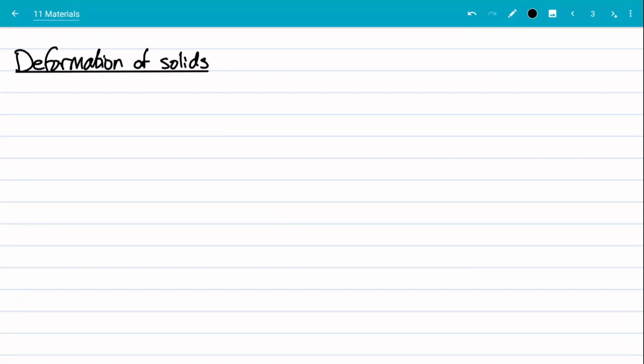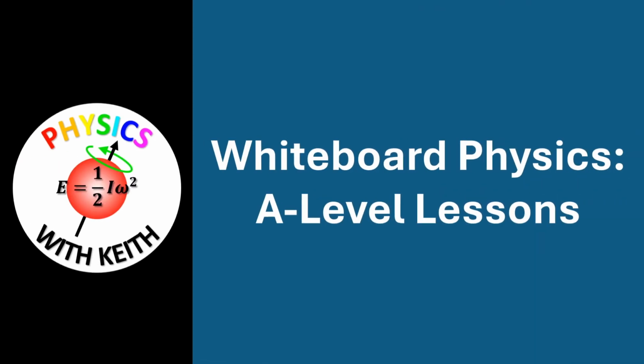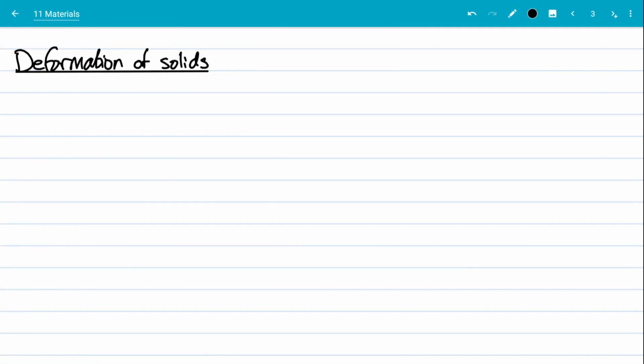Whiteboard Physics A-Level lesson number 62, all about deformation of solids. Now, last lesson we were looking at springs and Hooke's law, and we're going to continue talking about that today.